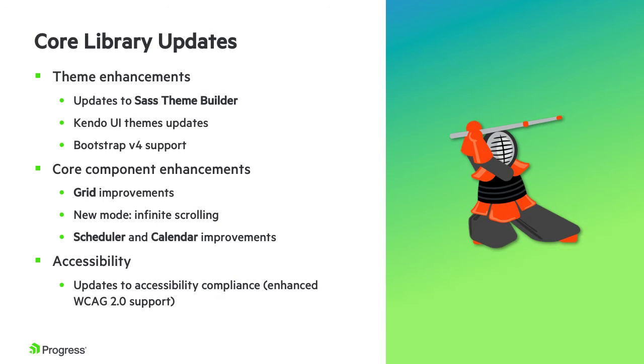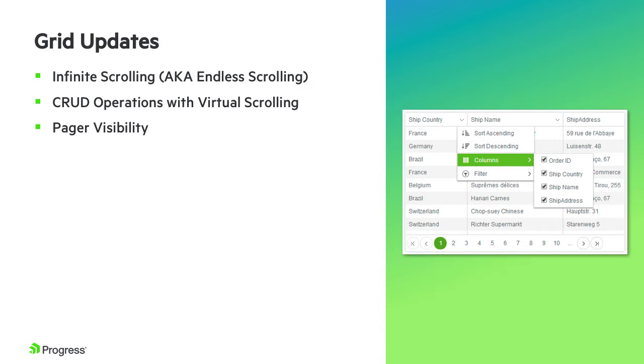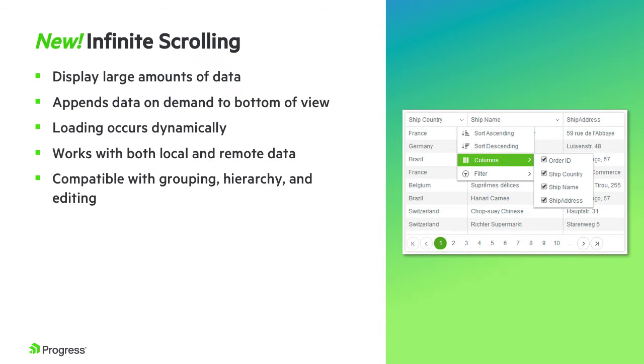Now let's move on to some of the improvements made to the widgets in Kendo UI for jQuery. The grid continues to be one of the most popular widgets. In this release, we've added a number of features that you'll love. The first one is infinite scrolling. Infinite scrolling, also known as endless scrolling, is a new feature of the grid. It enables the ability to display large amounts of data by appending additional pages of data on demand.